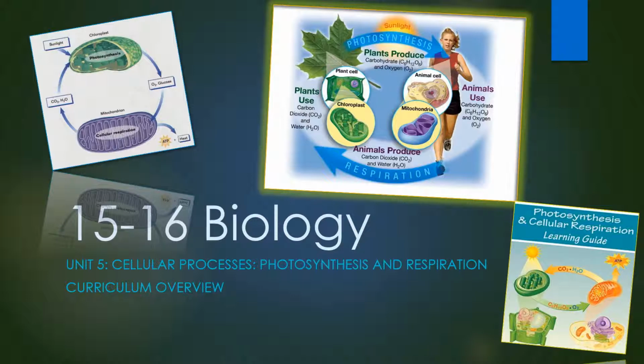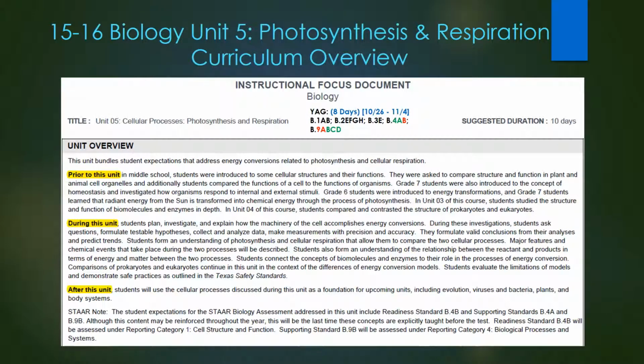Today we're focusing on Unit 5, Cellular Processes of Photosynthesis and Respiration. Now we have our instructional focus document. TRS has allotted 10 days for this unit. However, for GPIC, we have 8 days, starting October 26th, running until November 4th.